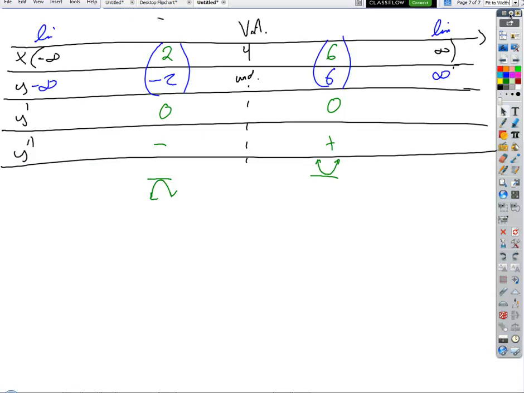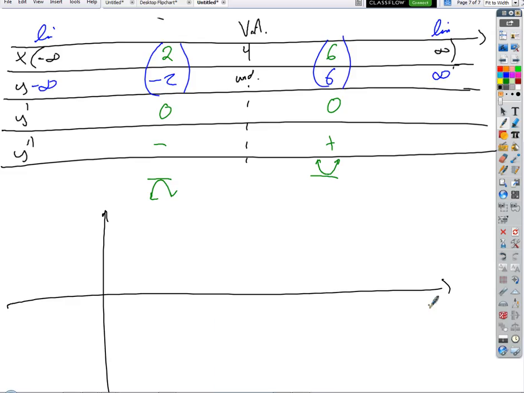Okay, so now if we do our sketch, so here's our y-axis, right? And what's this thing look like? So at 2, negative 2, we're getting a relative max, right? I suppose.